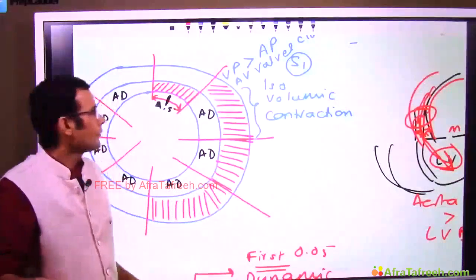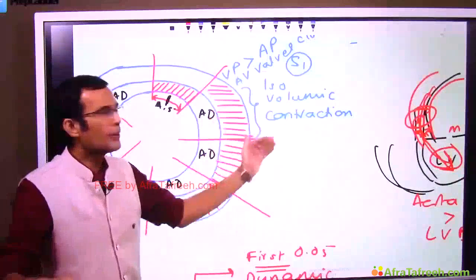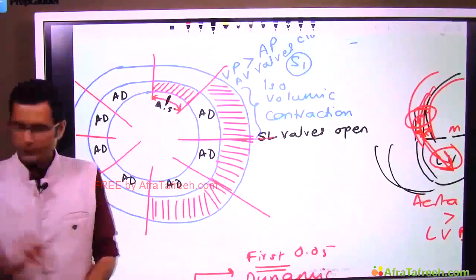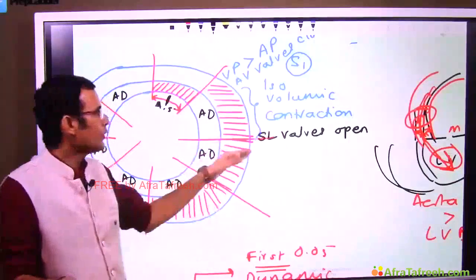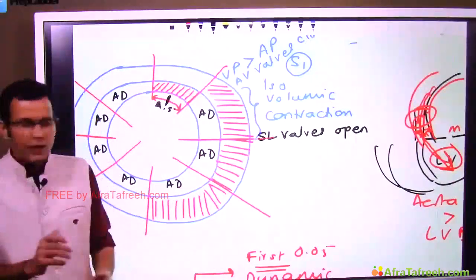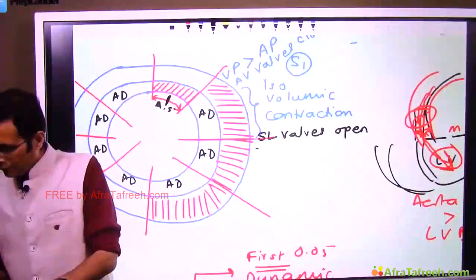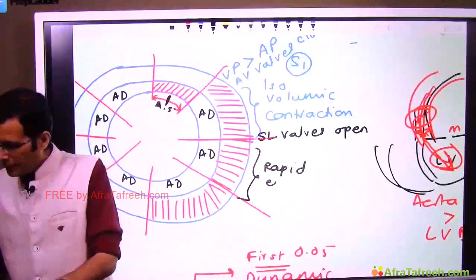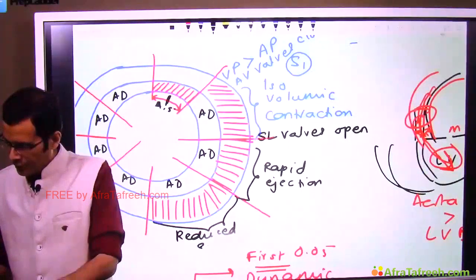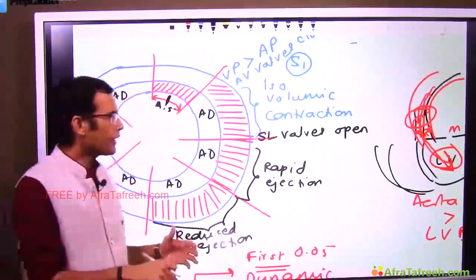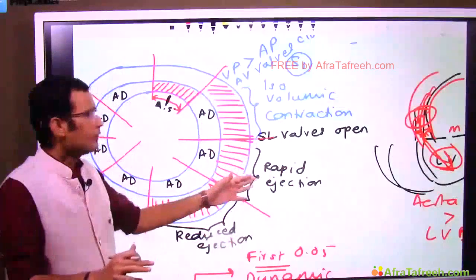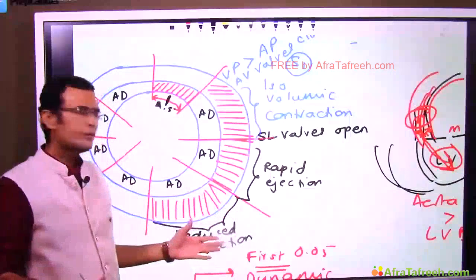Ventricular pressure is rising and soon it is great enough to open the semilunar valves. So, semilunar valves open. Isovolumic contraction is over, semilunar valves open. Now the ejection of blood will start. Ejection will happen in two phases. First, there would be a rapid ejection and the later part will be reduced ejection. In these two phases, the blood will be ejected out. The left ventricle will eject it into the aorta, the right ventricle will eject it into the pulmonary artery. And this is quite easy to understand. Why is the first part rapid ejection and later reduced?